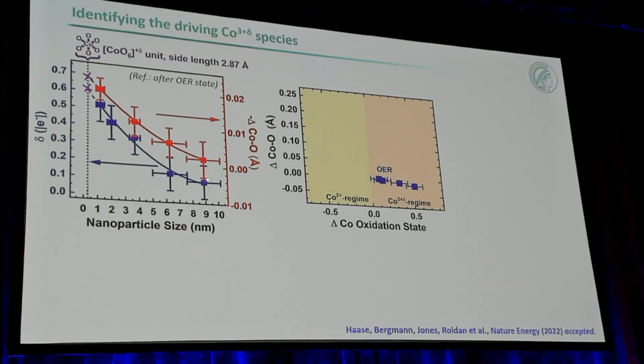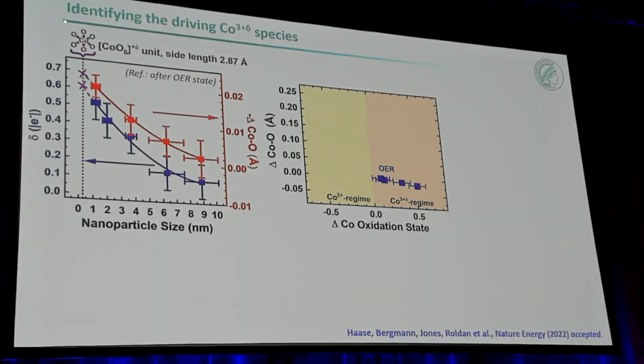We can look at the increase in the oxidation state, and we can see also the contraction of the cobalt-oxygen bond. We can extrapolate to the near surface regime, and then we can get this type of cobalt-oxygen 6 delta plus structure that would be the proxy for our surface state.